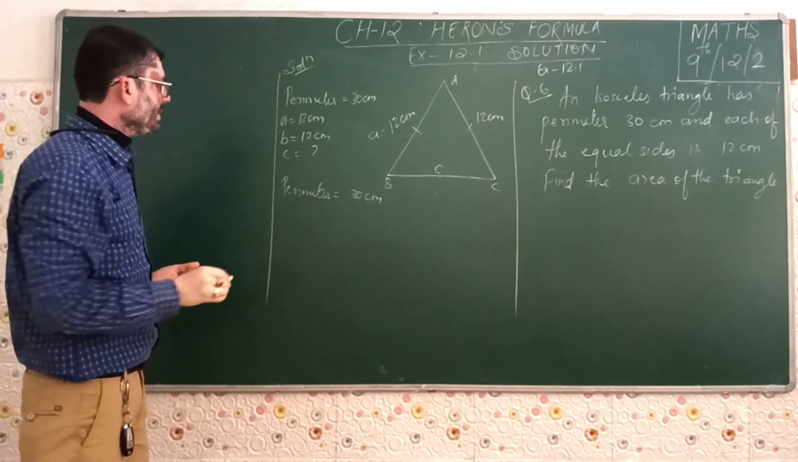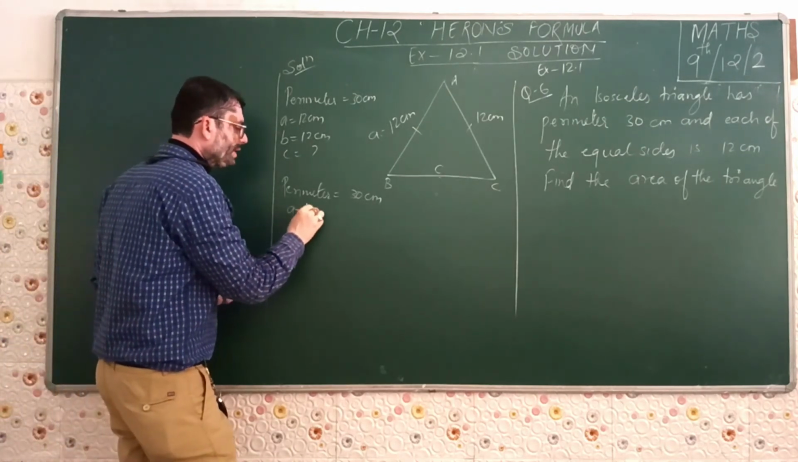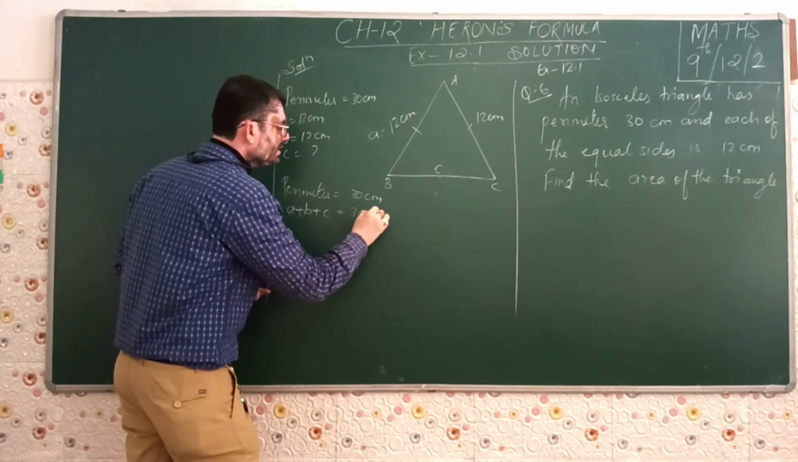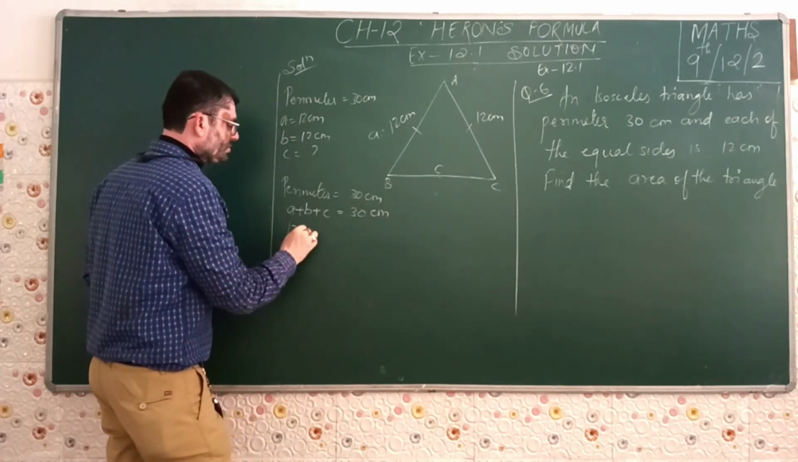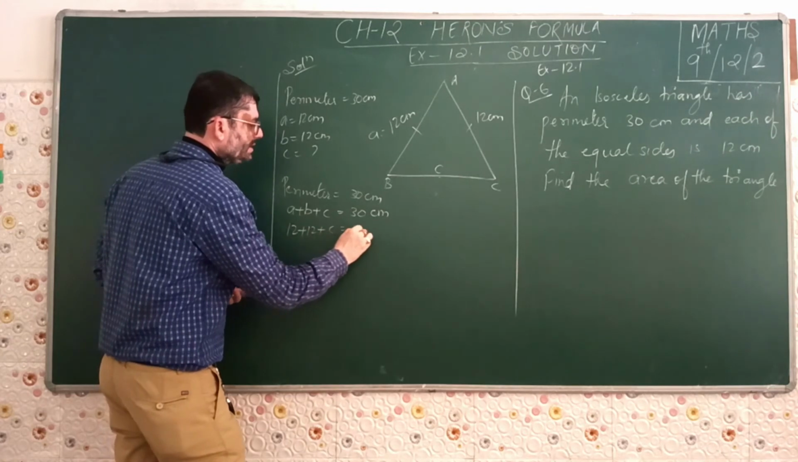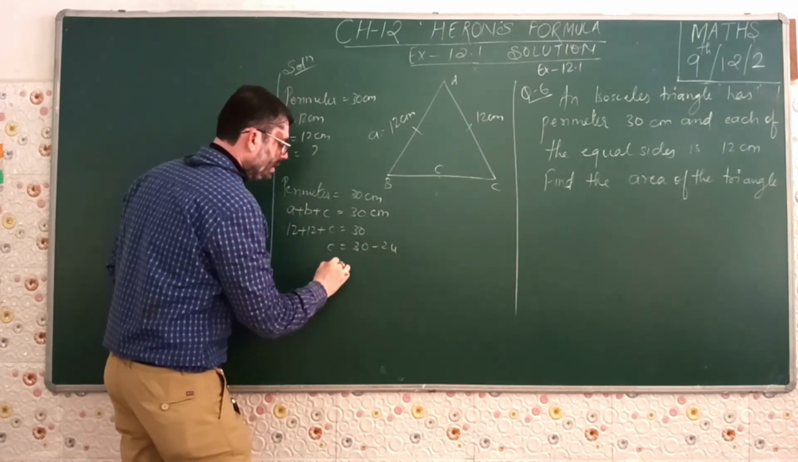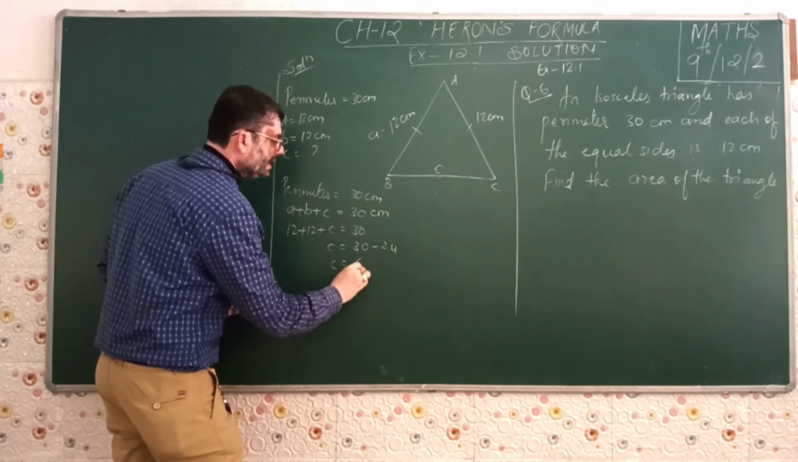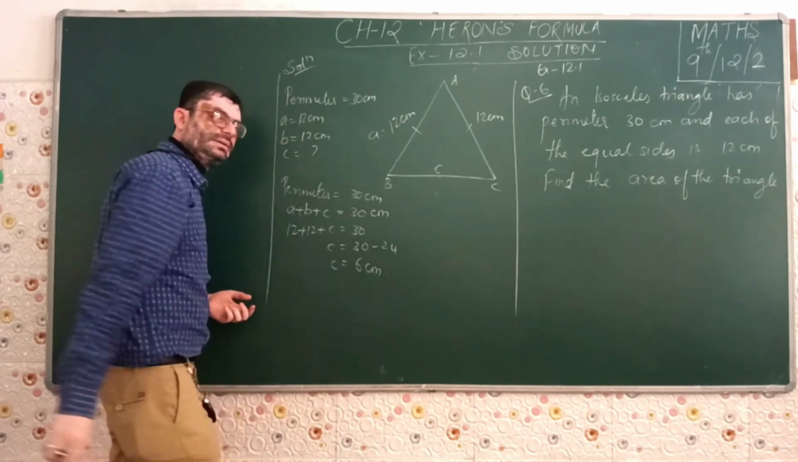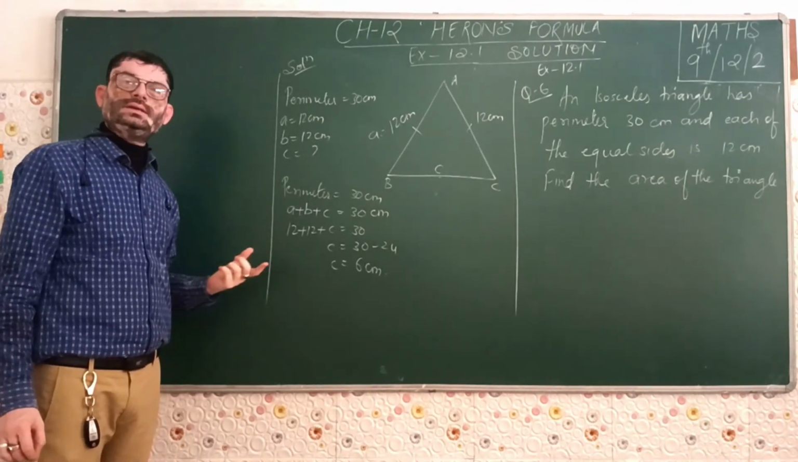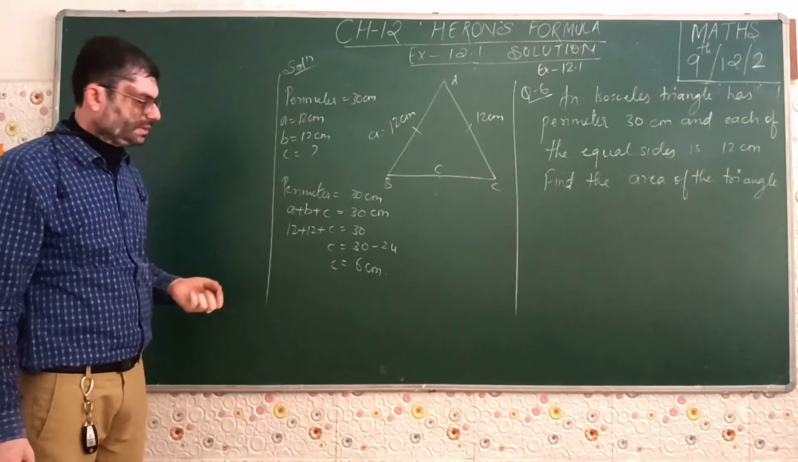So let us move on with perimeter, and we know the formula for perimeter is sum of all the three sides, that is A plus B plus C is equal to 30 centimeter. So 12 plus 12 plus C is equal to 30. So C is equal to 30 minus 24, and we got the third side C as 6 centimeters. Now we have got the third side C is equal to 6 centimeters.